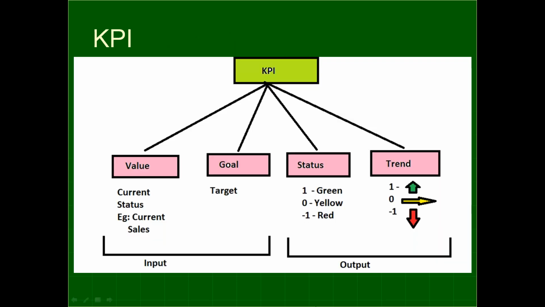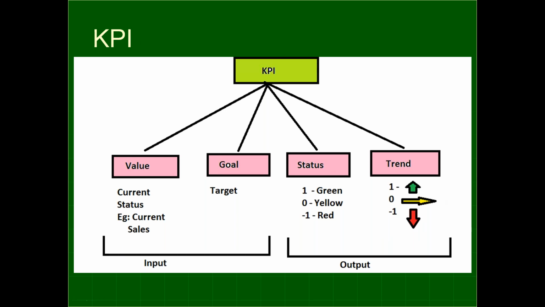Clear? So a KPI will have four values. One is the value that you want to measure, and the target that you want to achieve. Status and trend are the outputs. So these are the inputs you give, and it will tell you whether the sales is in green, yellow, or red, or whether the trend is upward, downward, or neutral. This is the output the KPI will tell you.